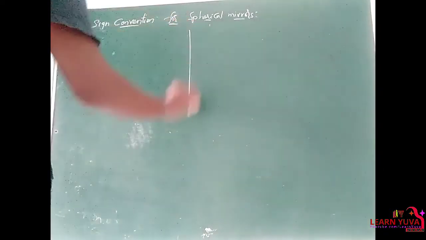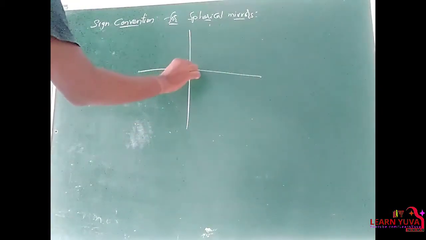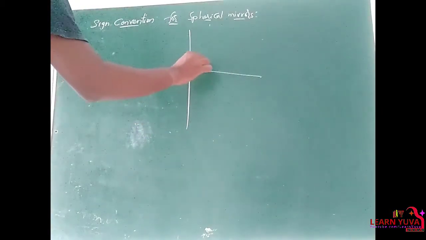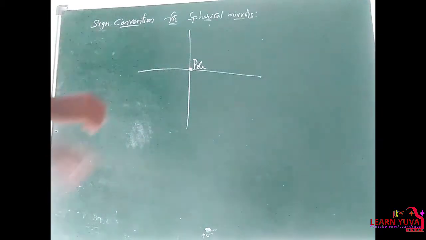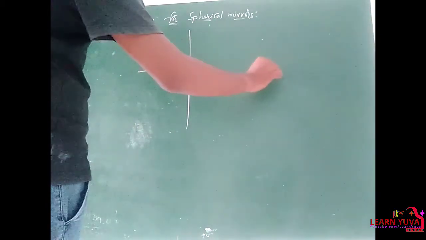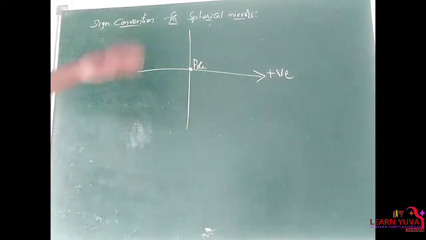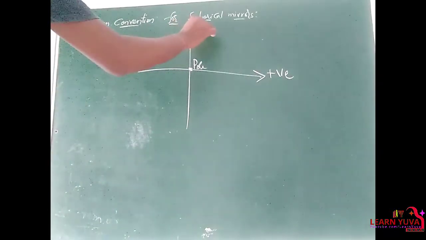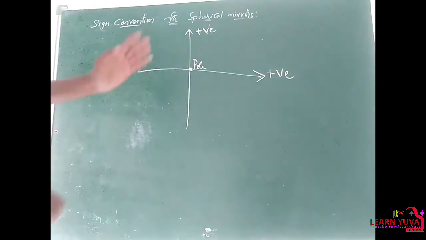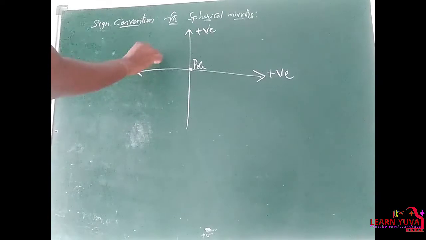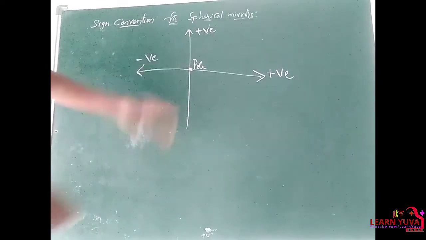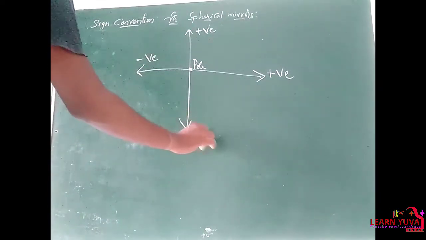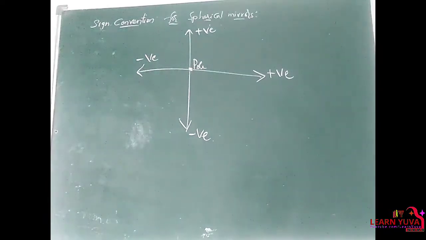So simply you can remember, it is the pole of any mirror P. From pole to right hand side, all the values are positive. From pole to upper side, all the values are positive. From pole to left hand side, all the values are negative. From pole to downwards, all the values are negative. Clear? Simple. That's it.